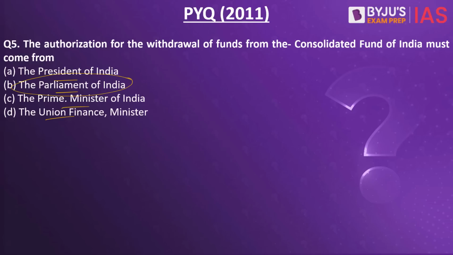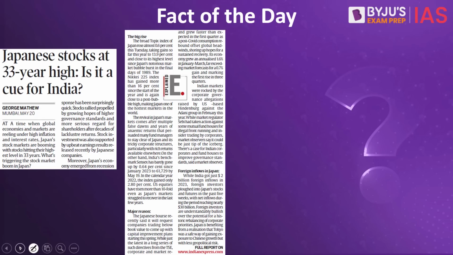Now let's look into the fact of the day. The fact of the day for today's discussion is Japan's stock market boom and what lessons we can adapt from Japan. When you consider Japan, it was going through a very bad phase. There was recession in Japan. People were not ready to invest in the market, and at the same time, there was also skyrocketing inflation in Japan as well, and markets were not doing that good. That is, the security markets were not doing good. But all of a sudden, what we are witnessing is Japan's stock markets are booming, with stocks hitting their 33 years high as well. Why?